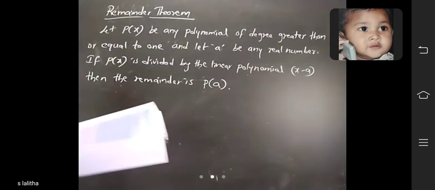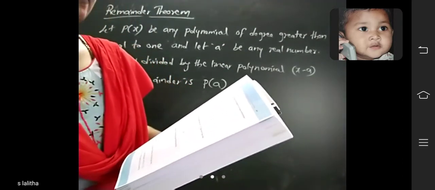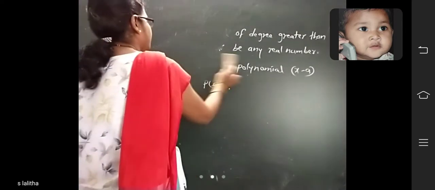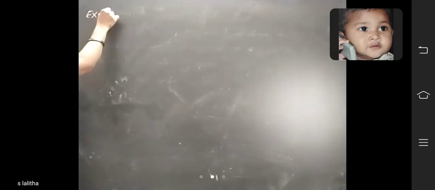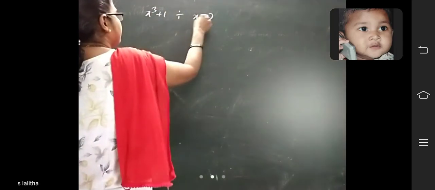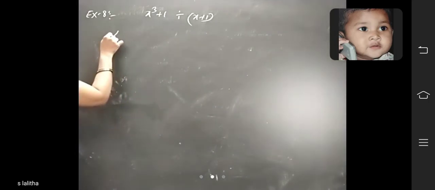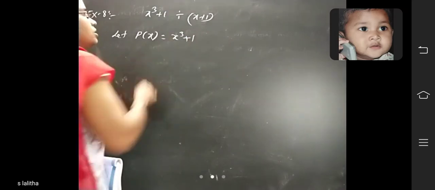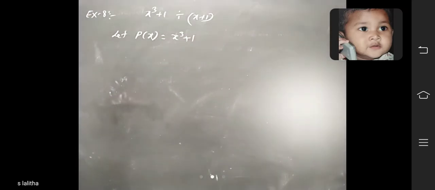Next, example 8, children. Find the remainder when x cube plus 1 is divided by x plus 1. You should find the remainder. Okay, so what is the given question? Here x cube plus 1 divided by x plus 1 is given. So let p of x be x cube plus 1. Now you should find the remainder.